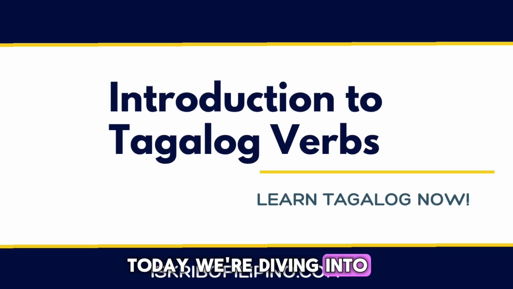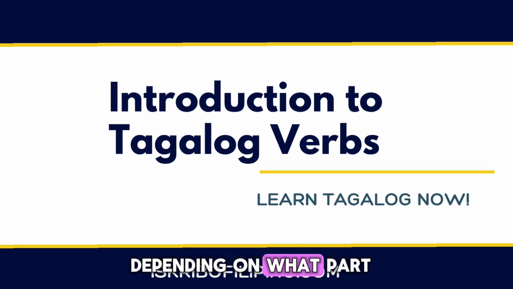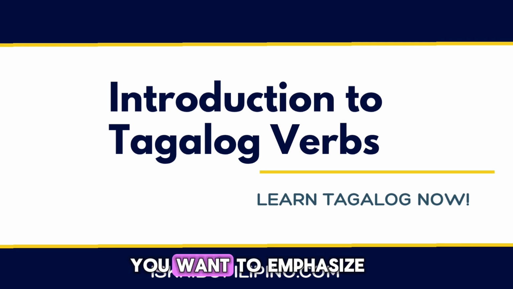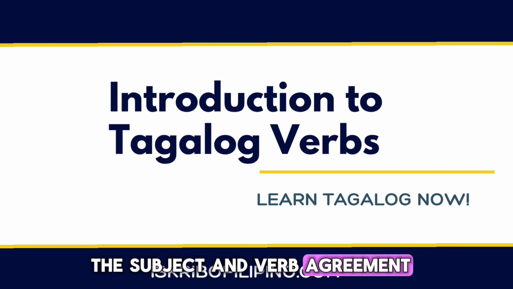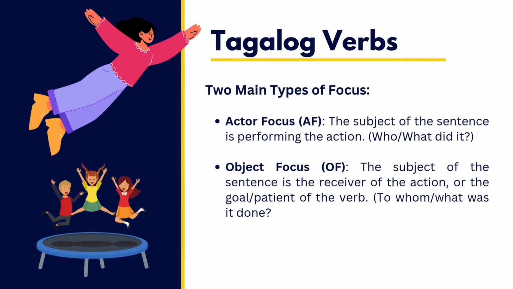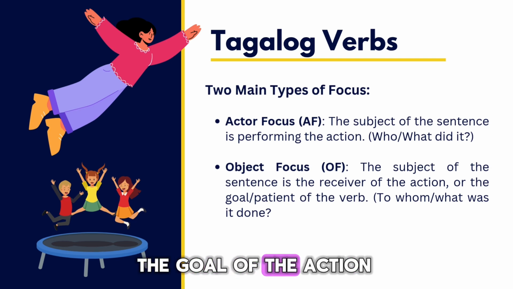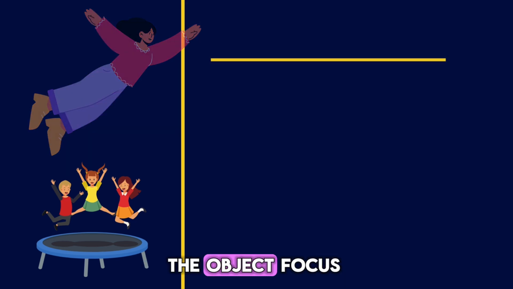Today, we're diving into Tagalog verbs specifically and how they change depending on what part of the sentence you want to emphasize. So, unlike in English, where we focus on subject and verb agreement, here in Tagalog, it's more of the focus. It's either the doer of the action is the focus, which we call actor focus, or the object or the goal of the action, which we call object focus.